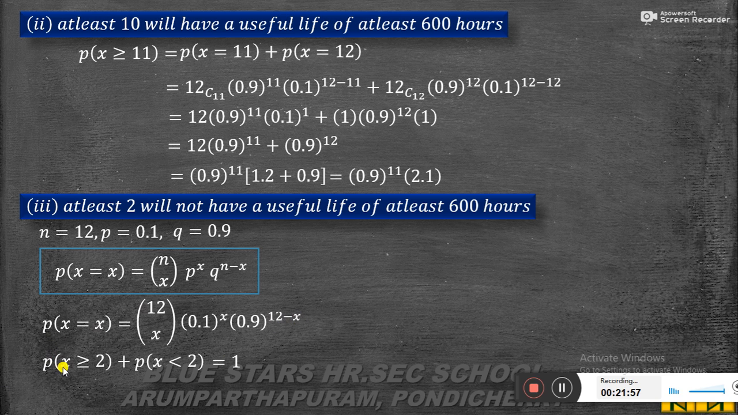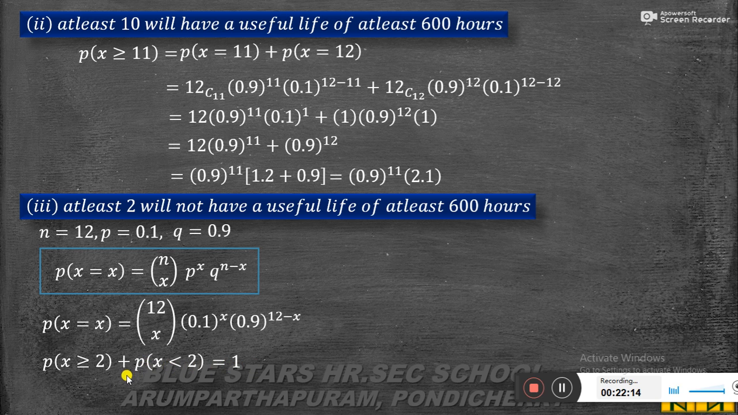In the next step, they ask about at least 2 not having a useful life of 600 hours. So at least 2 means the probability of x greater than or equal to 2, plus the probability of x less than or equal to 1.